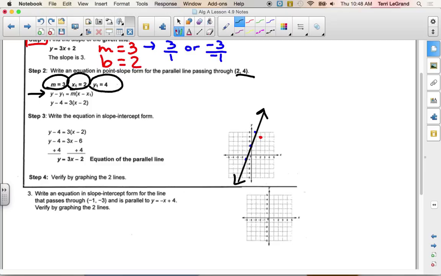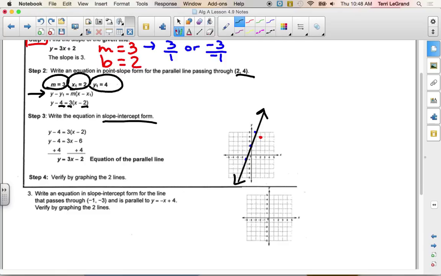So I write down my point slope form model and substitute into it: the 4 in for the y sub 1, the 3 in for the m, and the 2 in for the x. And now I have it in point slope form. Then step 3 says, write the equation in slope intercept form, because then we'll have the equation that they want and we'll have a graph, and then we'll graph it.